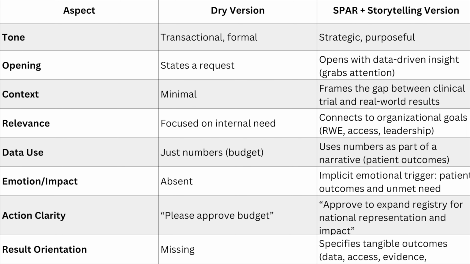Then there is action clarity. Instead of just saying, please approve the budget, the storytelling version says approve to expand the registry for national representation and impact. Once again, more specific, more purposeful. And finally, when it comes to results, the traditional message ends abruptly. The storytelling version, on the other hand, closes by defining tangible, measurable outcomes: stronger data, better access, credible evidence, and leadership impact. To summarize, the difference is clear.